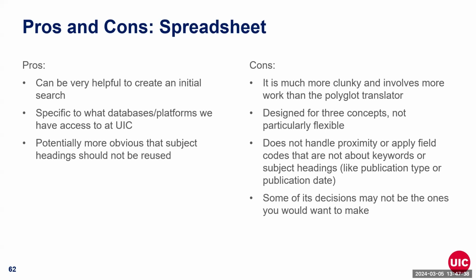Cons: it's definitely clunkier and involves more manual work than the Polyglot Translator. It's designed for 3 concepts. It's not particularly flexible, and doesn't handle proximity or apply field codes that are not about keywords or subject headings. So if you have things like publication type or publication date included in your search, it doesn't know how to translate those. And again, some of the decisions may not be the ones that you would want. It defaults to exploding all the subject headings, and that may not be the decision you want to make for your search.